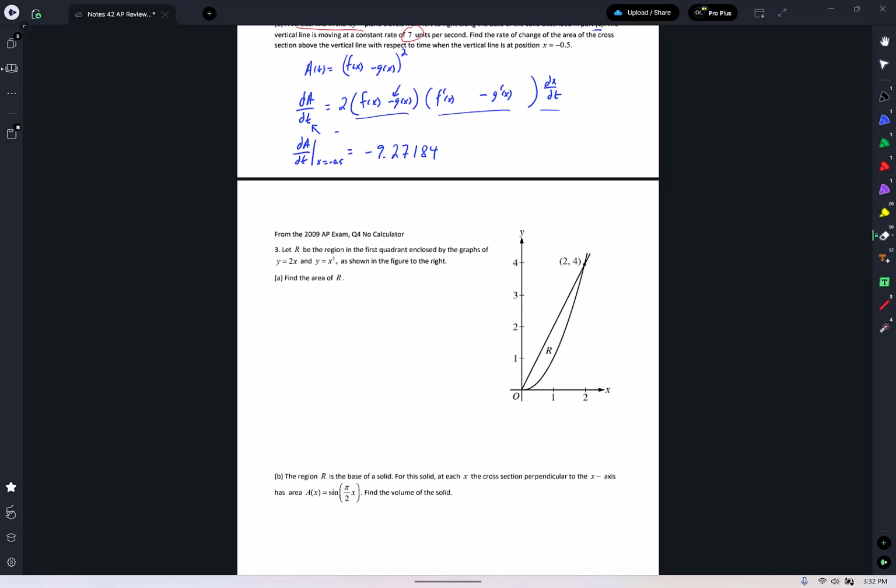Okay, let's start with number 3. Let R be the region in the first quadrant enclosed by the graphs of y equals 2x and y equals x squared, as shown in the figure on the right. So we're going to find the area of R.